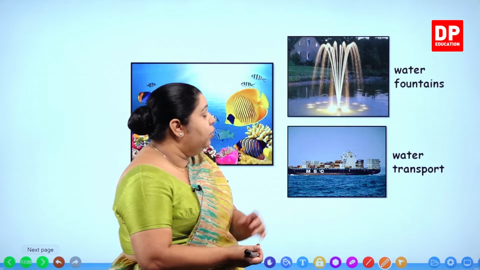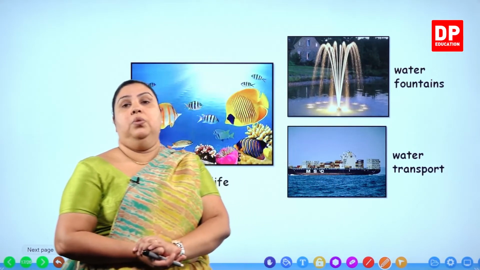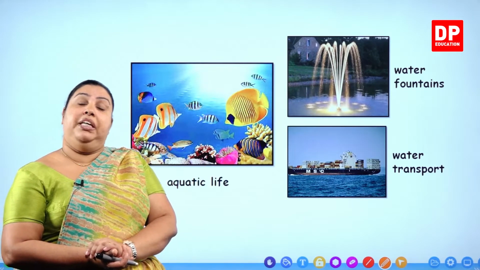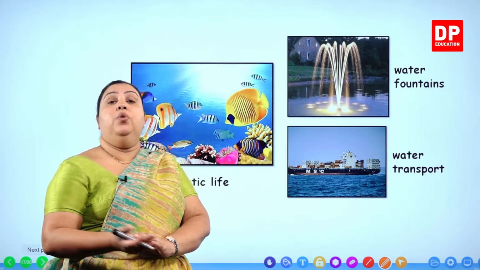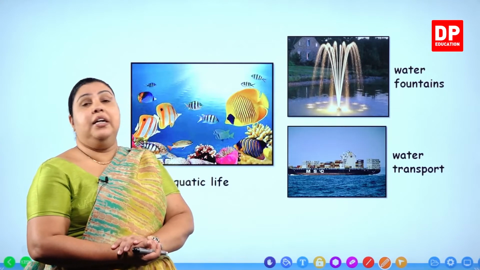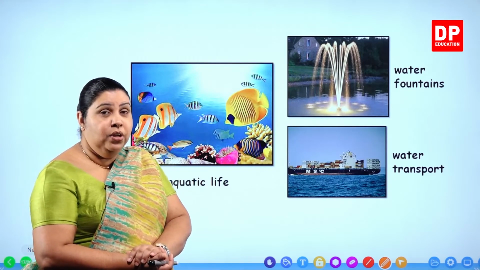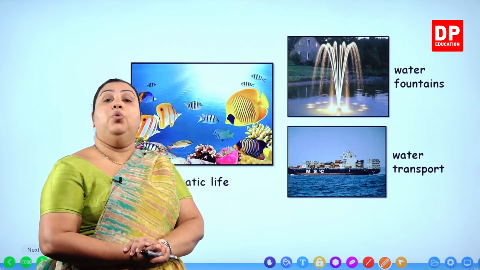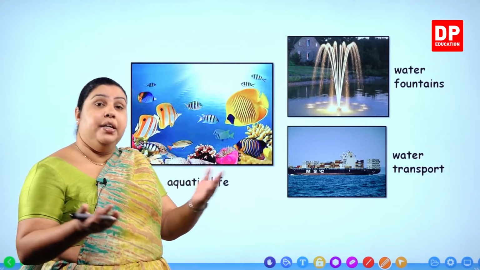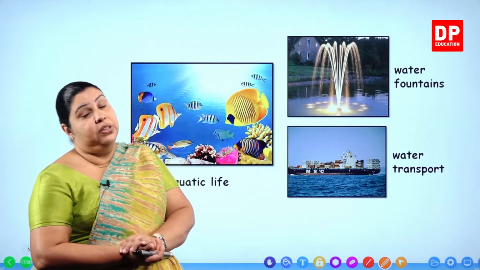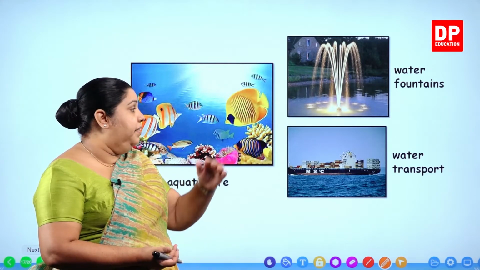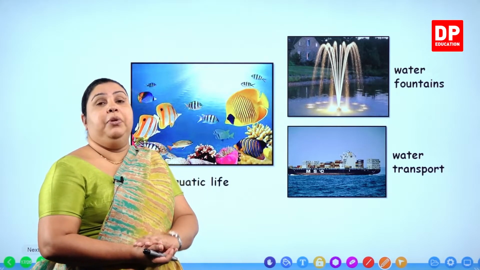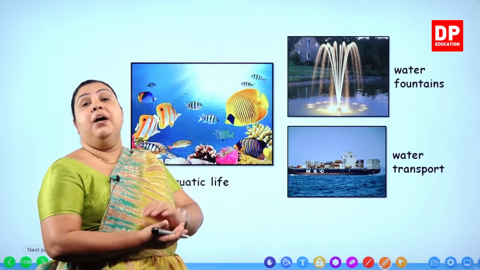Then what about water transport? Oh, the big ships which carry containers like this, they go in the sea. They can't come in the aeroplane, no? So if there was no water in the sea, how can they come? We need water for transport.